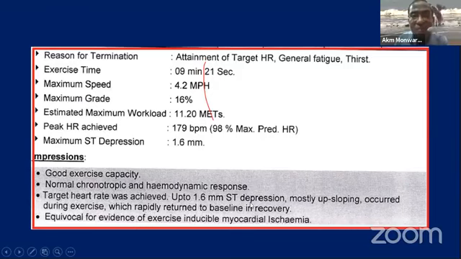Just you are giving some additional information for the clinician. The final judgment will be in the hands of the clinician, him or herself. And the test is equivocal for evidence of exercise-inducible myocardial ischemia. So you can write down such comments. Just mind this. Some of you may not agree with my interpretation, but this may be one example.